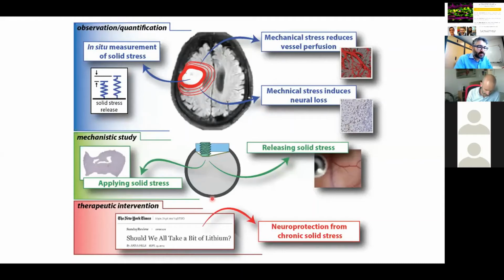For the rest of the part, you can go to the published paper. But this is, in my opinion, the most interesting part for the intravital microscopy. So I will show you how we were actually able to do in situ measurement of solid stress, this solid component of the forces that there is in the tumor; how we demonstrated that mechanical stress is actually capable to reduce vessel perfusion; and now we also saw, intravitally, that we have a neural loss and deformation of the nuclei in the neurons in the surrounding tissue.